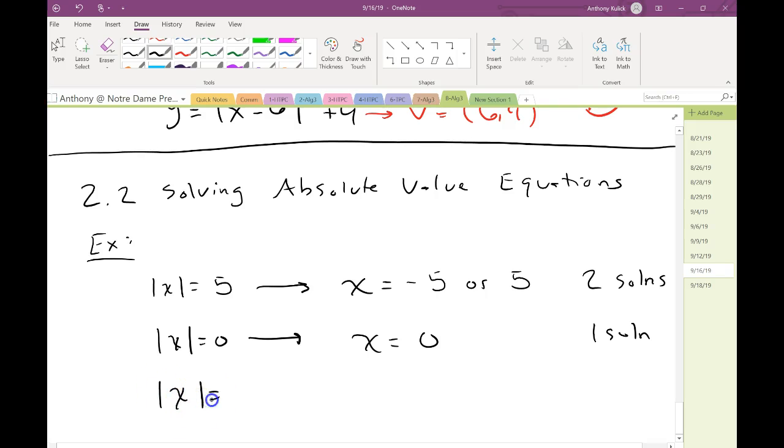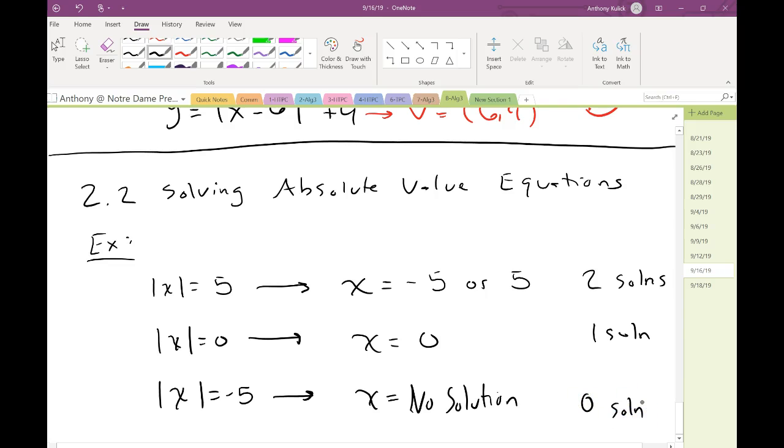What if I have the absolute value of x equal to negative 5? What does x have to be in this situation? You can't have that, right? What's wrong with this? The absolute value always gives us a non-negative answer. There's no way for the absolute value to output a negative value.